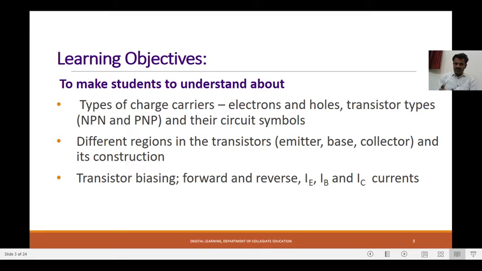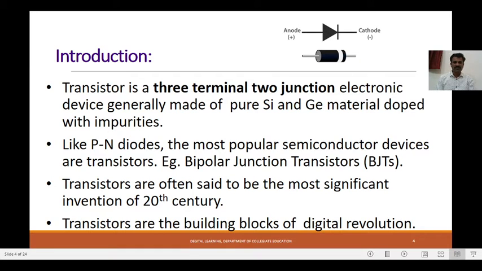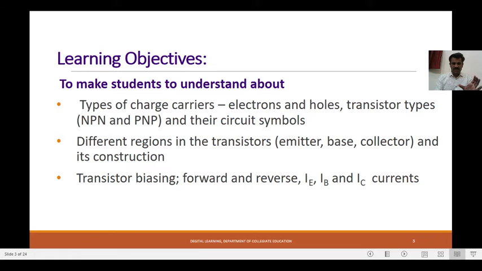And a student should also be able to learn about different currents: what are the emitter current, base current and collector currents, how these different currents arise, and what the different terminals of a transistor are. So let's see that these are all the learning outcomes.